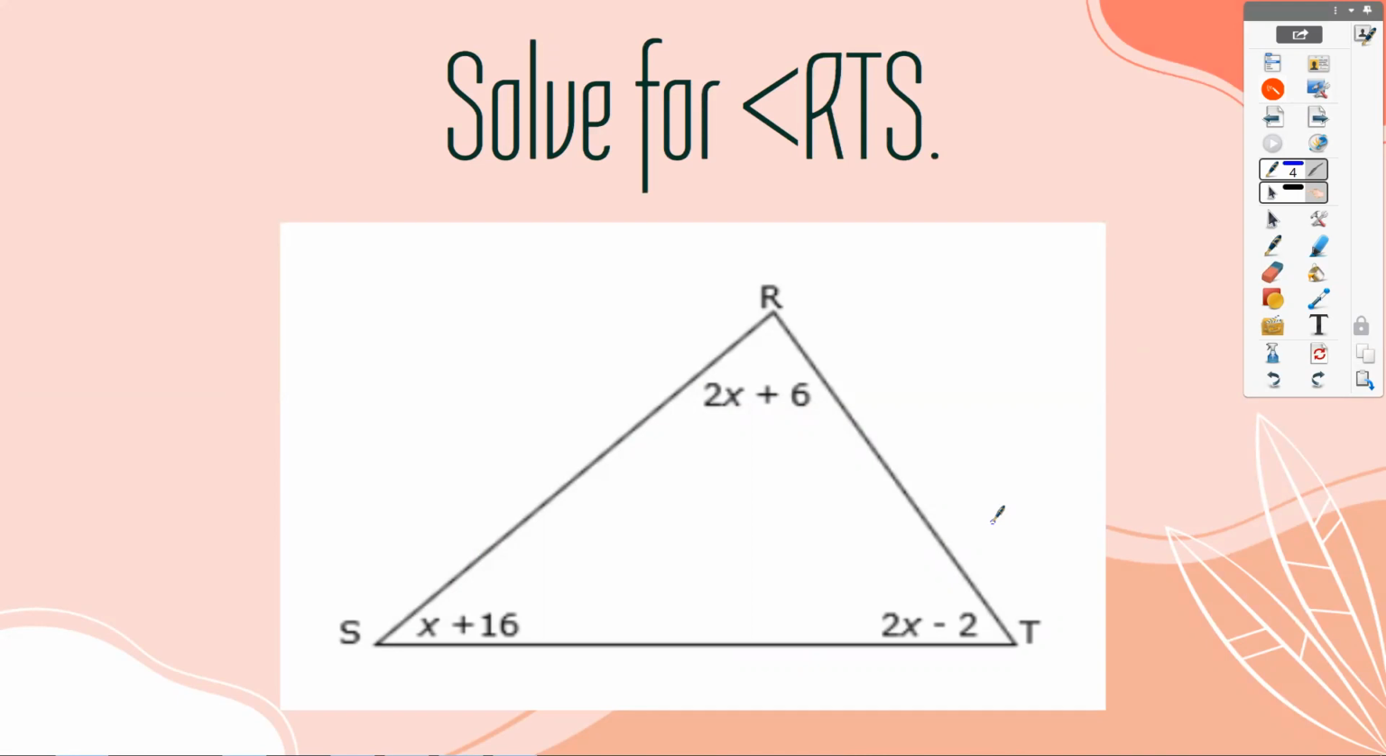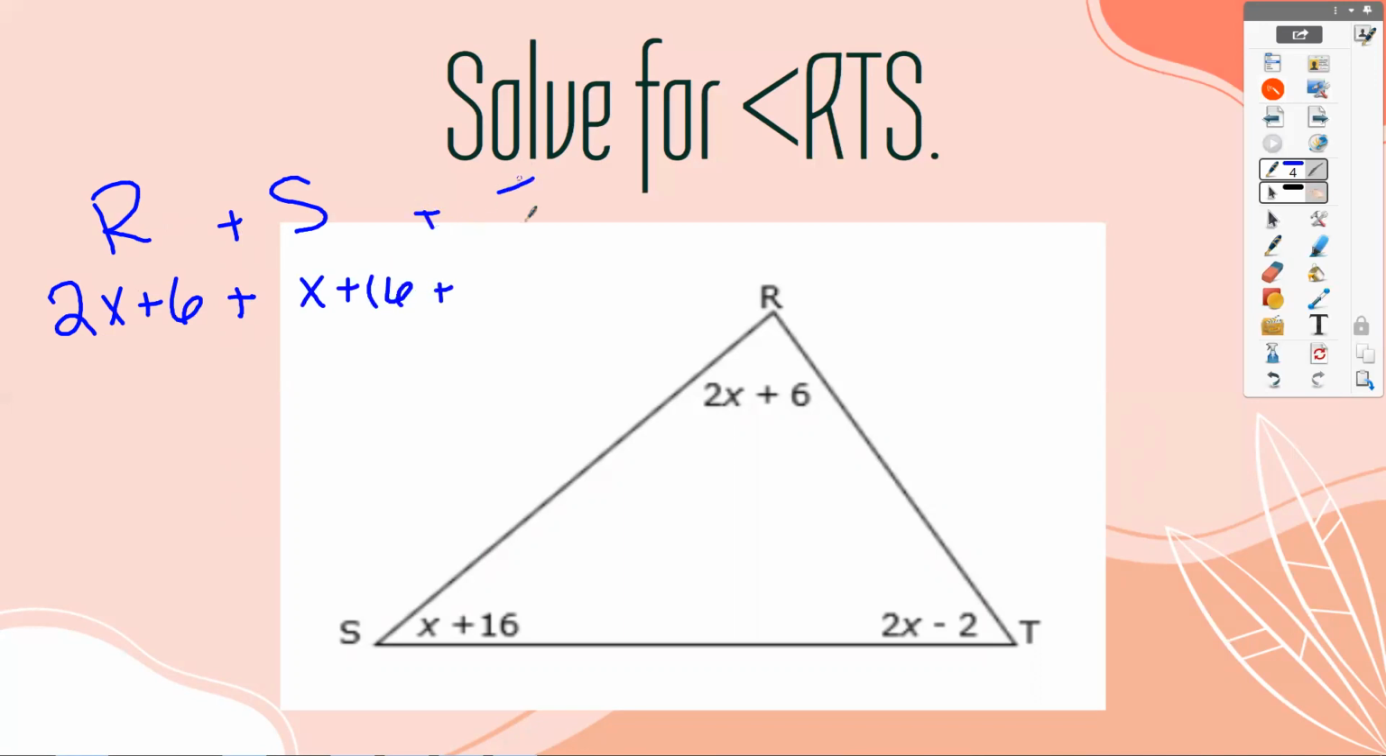You can't do anything, you can't solve, you can't circle an answer until that equation is set up and you have solved for X. So in this case, since it's a triangle and they gave you all three angles, you just have to add them all up and set it equal to 180. So angle R is 2x plus 6, plus angle S, that is x plus 16, plus angle T, that is 2x minus 2. And all of that adds up to 180 degrees because it's a triangle.